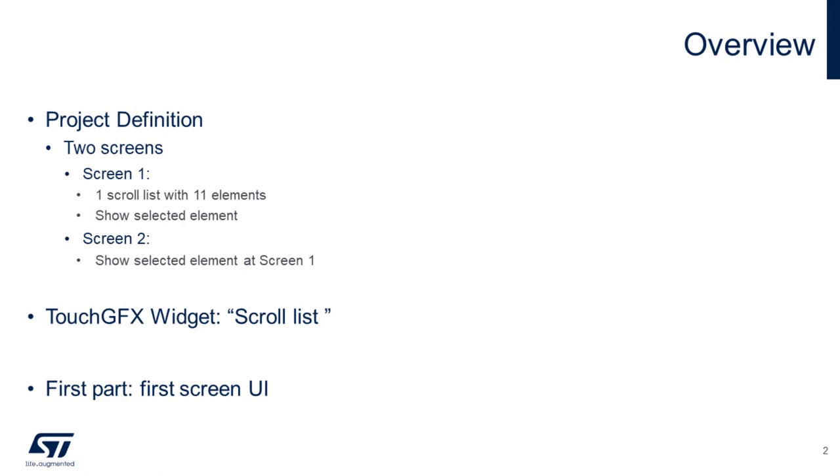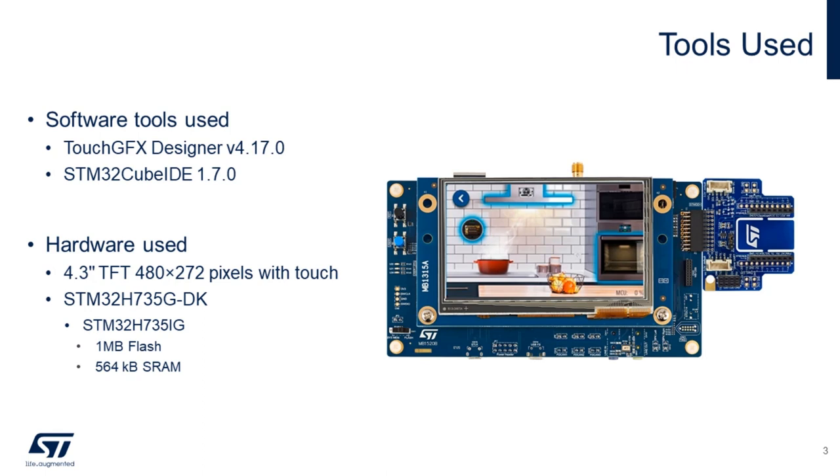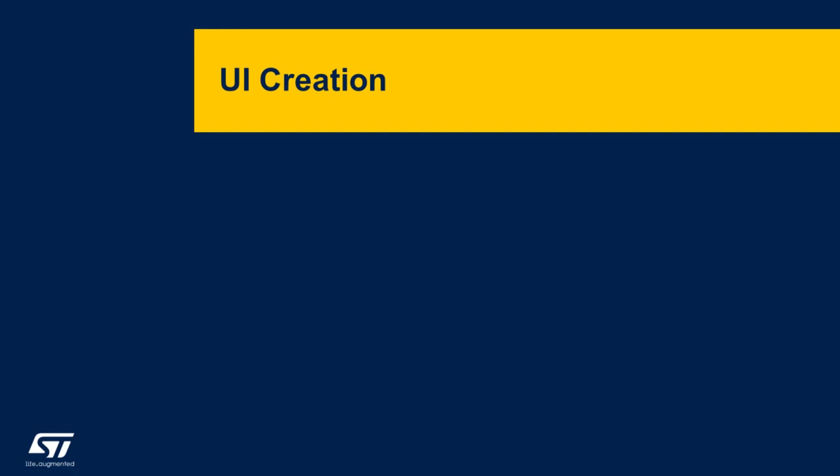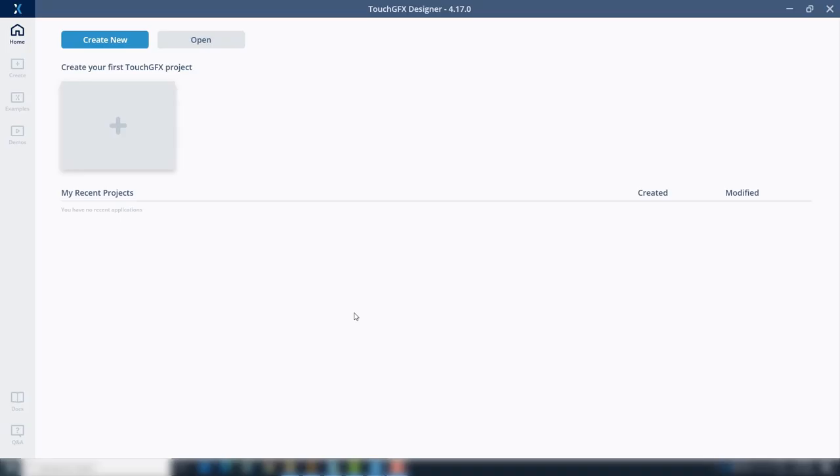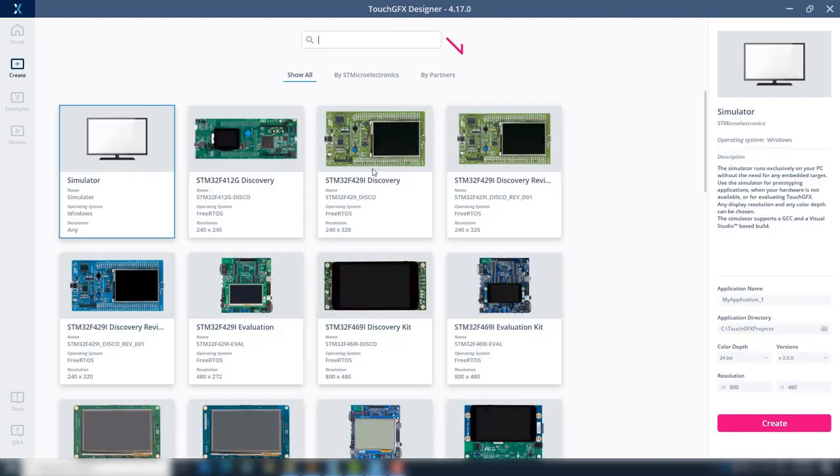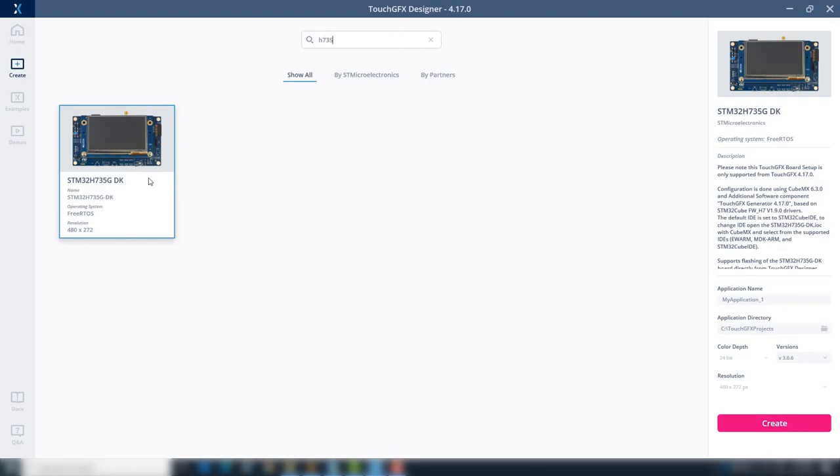In this video, we'll create the user interface for screen 1. We will use TouchGFX Designer 4.17 and STM32CubeIDE 1.7 with the STM32H735G Discovery Kit. Open TouchGFX. Go to Create and find the H735 Discovery Board TVS. Use the latest version. Name the project and hit Create.